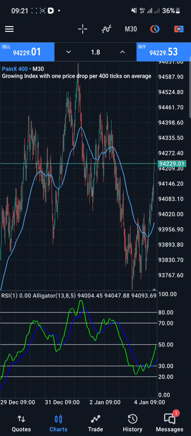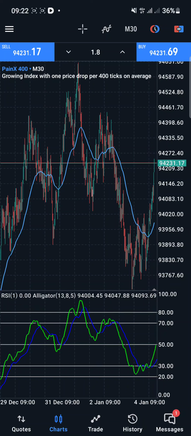But right now, what is the current situation of this chart? Okay, first of all, most of you don't know what Painx 400 is all about. When you hear Painx, it also means crash in Deriv. Okay, so it is the same thing as crash in Deriv, because it usually gives sudden crashes, just the way we experience under crash in Deriv. Okay, so both work in the same way.